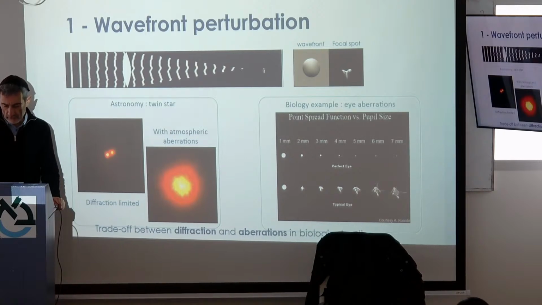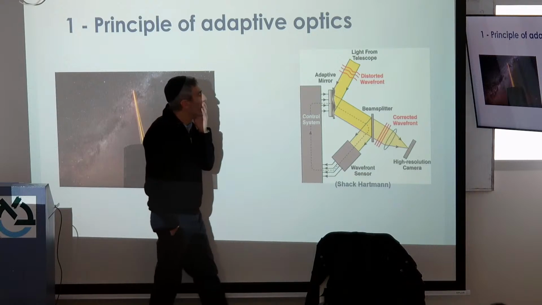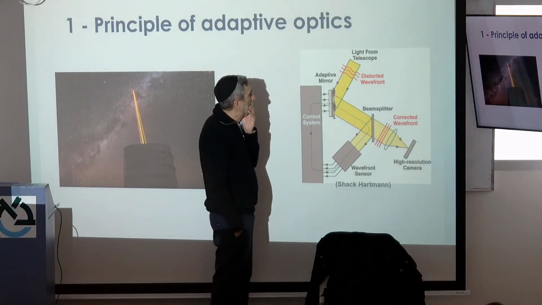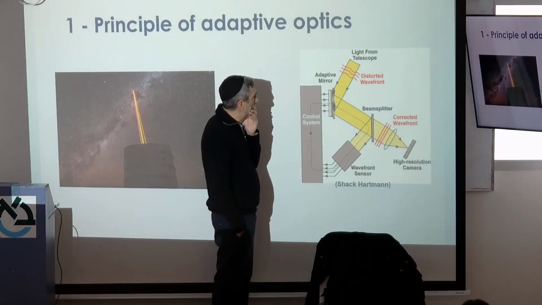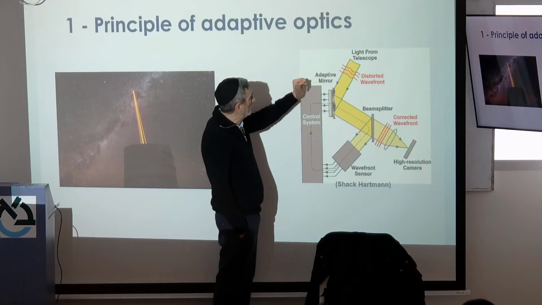So for astronomy, for space imaging, what is the principle of adaptive optics? Are you familiar with that concept? No? So the idea is the following. You measure the light from the telescope.